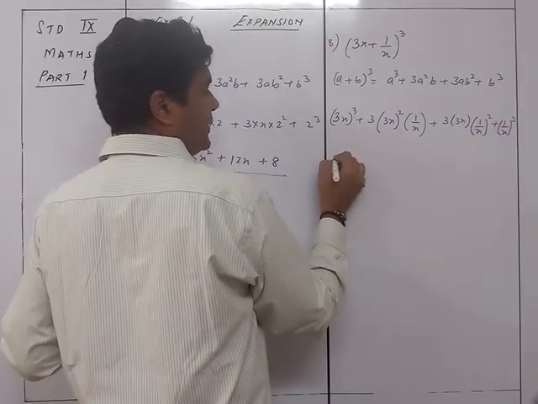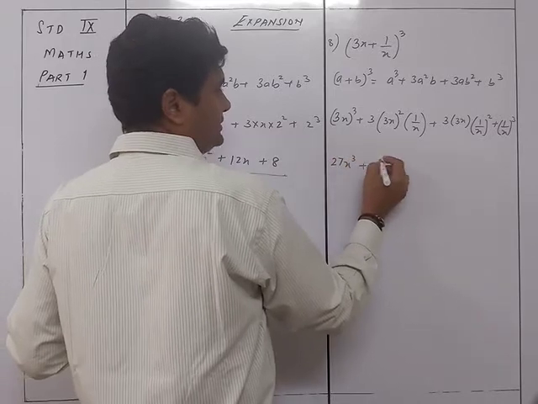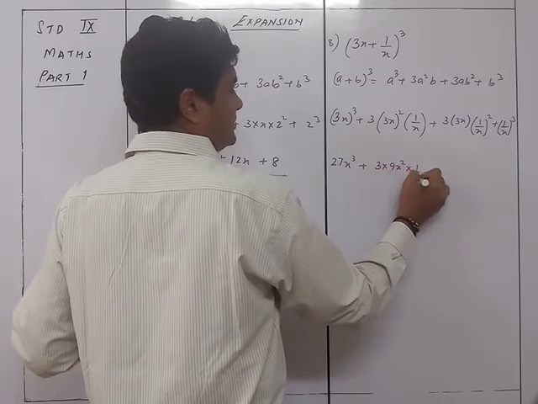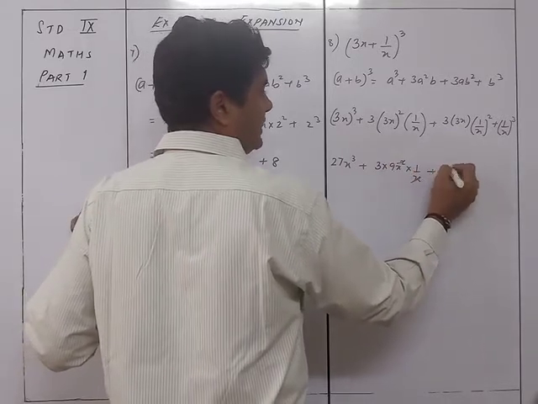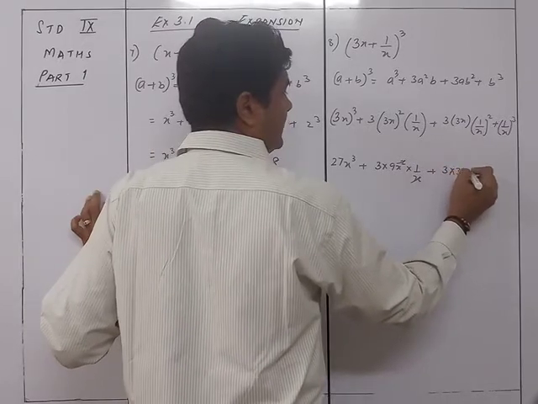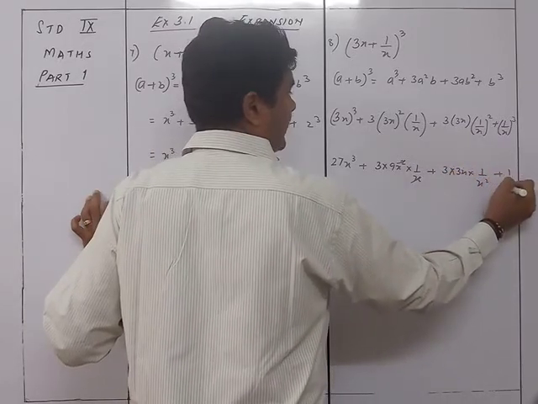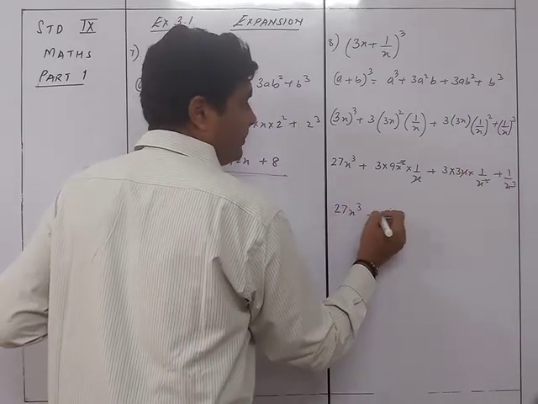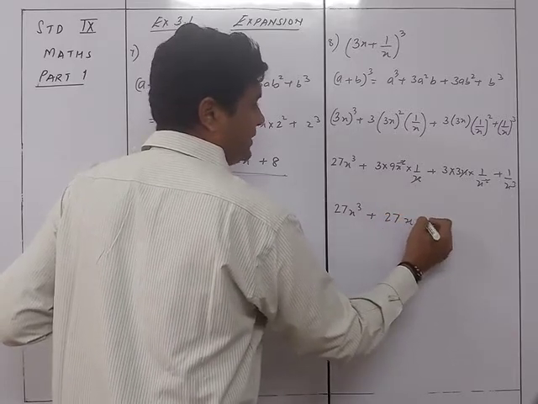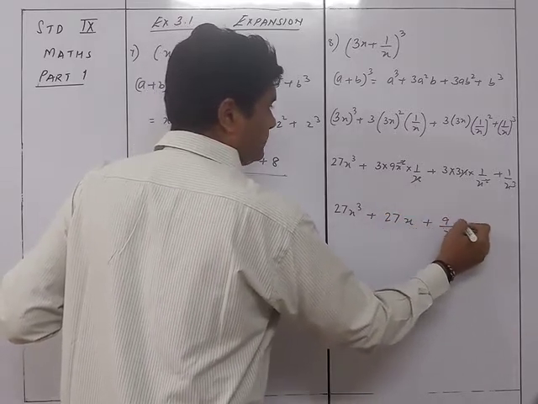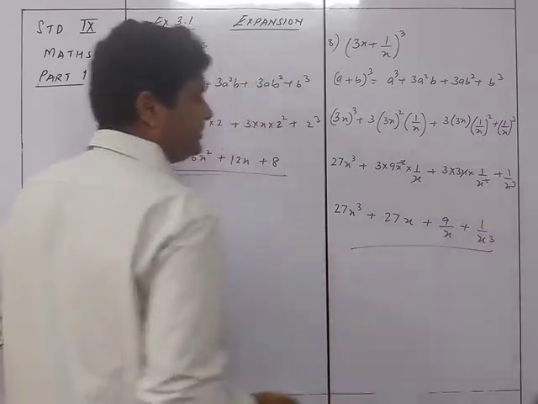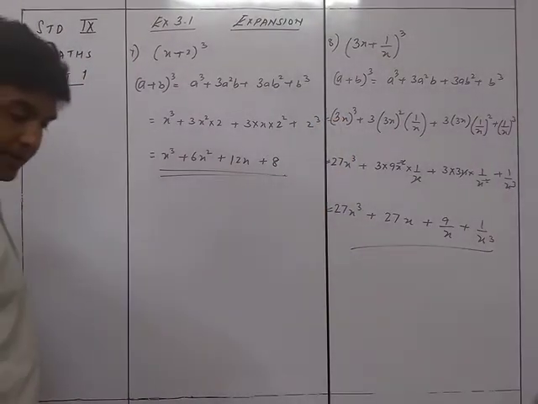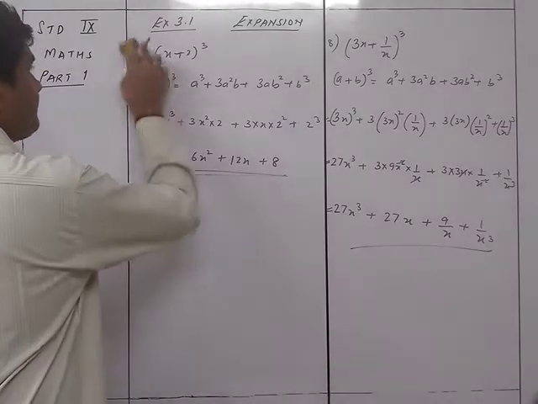That will be 3 to the 9 and the 27, 27x cube plus 3 into 9x square into 1 upon x. So this cancels. Plus 3 into 3x into 1 upon x square plus 1 upon x cube. So this square cancels. So that will be 27x cube plus 27x plus 9 upon x plus 1 upon x cube. So that's the answer for sum number 8. We now move on to sum number 9.